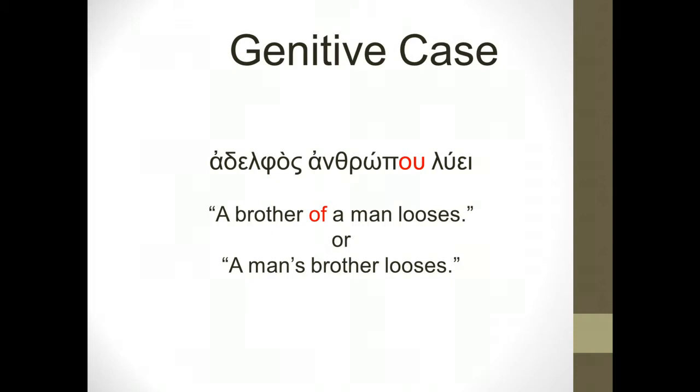Now notice what I did not do here. I did not do a brother of a man he looses. Even though the verb here, as you were learning it last week, the lue is he looses, when you bring that verb together with the noun as the subject, you don't need to have that redundancy of saying a brother of a man he looses. You can simply say a brother of a man looses, or a man's brother looses.